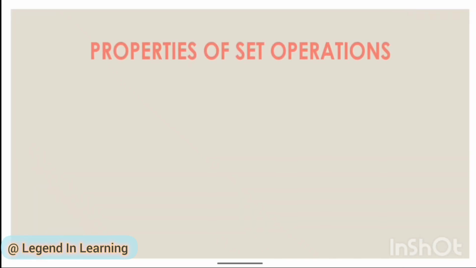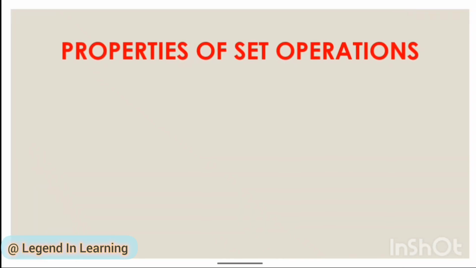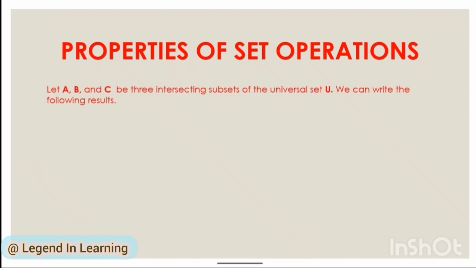Okay, so we'll be looking at some properties of set operations. Let A, B, and C be some three intersecting subsets of a universal set U. So we can write the following results.